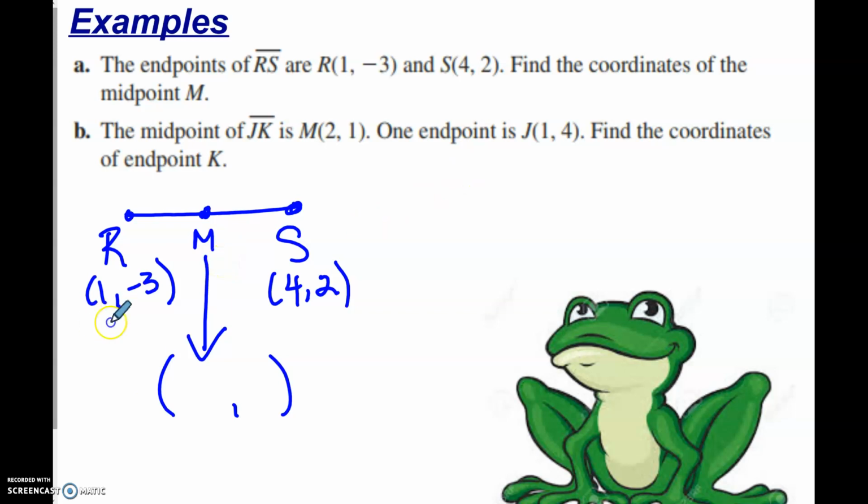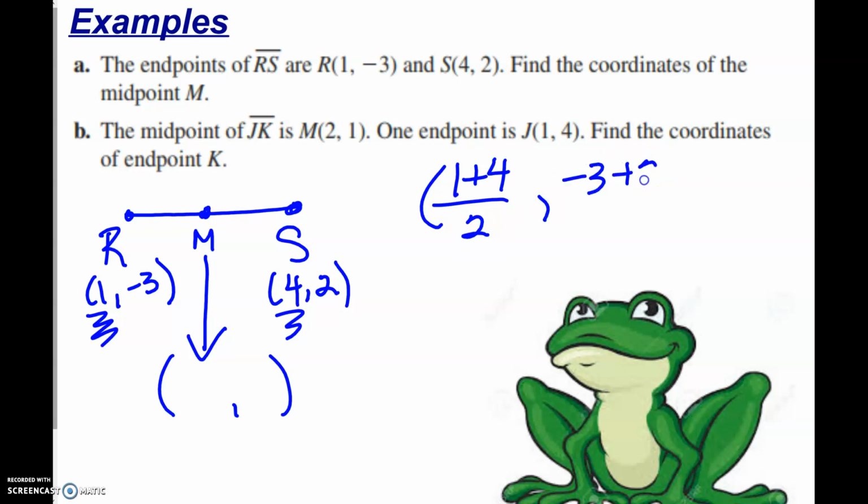So take the two x values here. So we can take 1 plus 4 and divide by 2. And then we can do the same thing for the y values. So -3 plus 2 divided by 2. So 1 plus 4 is 5 divided by 2. Looks like we're going to have 2.5. And -3 plus 2 is going to be -1 divided by 2. So we'd have -0.5. So find the coordinates of the midpoint. We're going to add and then go ahead and divide by 2.